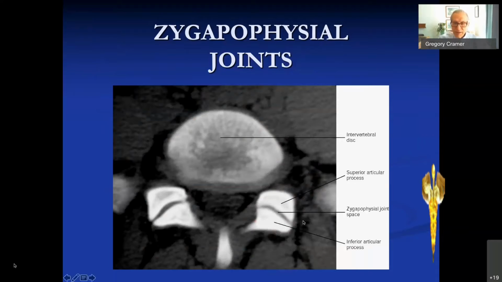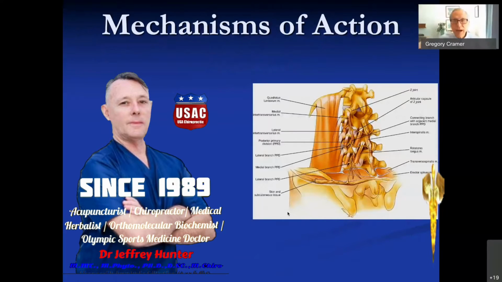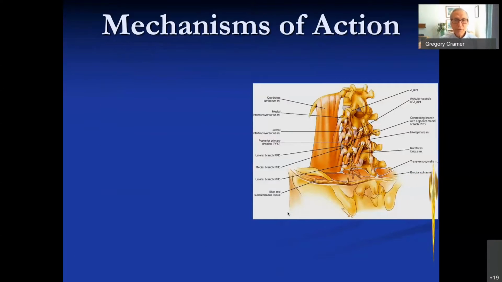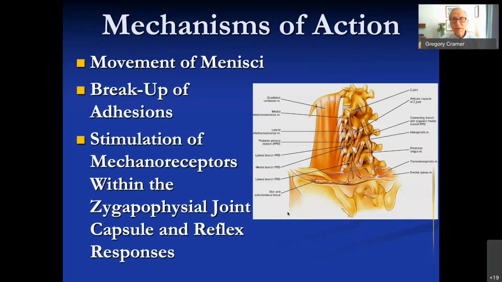All right, now how? So we've talked about these different kinds of tissues that can be affected, but now how are they affected? So we're going to talk about several different current theories on how the zygapophyseal joints are affected during manipulation. And all of these have significant research to back them up. So the first one is the movement of menisci within the Z joints. We'll talk about what that is in just a second. Then the breakup of adhesions within the zygapophyseal joint. And then finally, stimulation of mechanoreceptors within the Z joint capsule and other related structures, and then reflex responses of the muscles and of pain sensation related to that. So these are the three theories we're going to discuss.